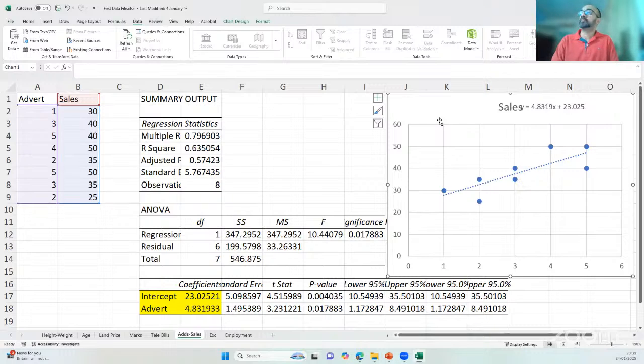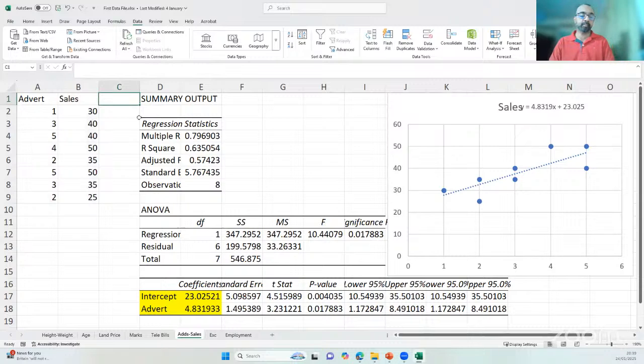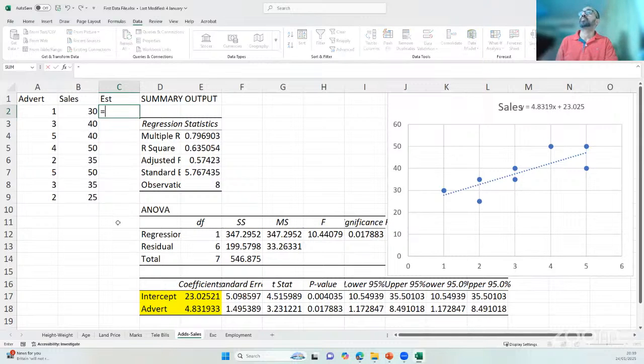Then we can do estimated sales. Estimated sales value. Okay. How do we do that? That is this equation. So I will use these values here to estimate this value based on advertisements. So estimated sales.